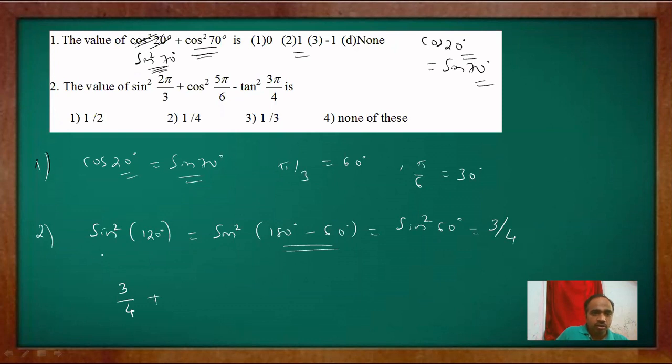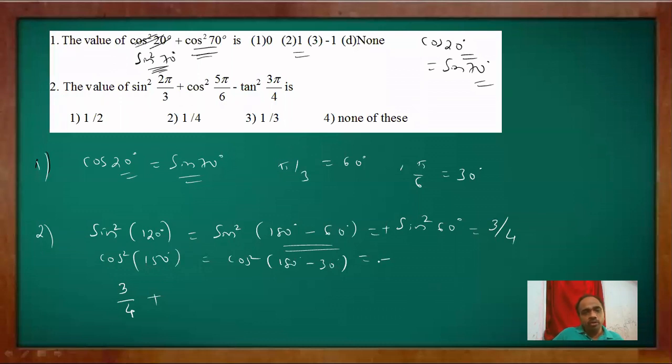And what is the second one? Cos square 5 pi by 6. Pi by 6 is 30, into 5, that is 150. How can we write 150? We can write 180 minus 30. So what is cos of 180 minus theta? 180 minus theta means second quadrant. Sine will be positive, but cos will be negative, minus cos 30.